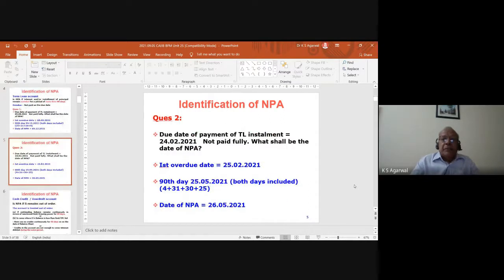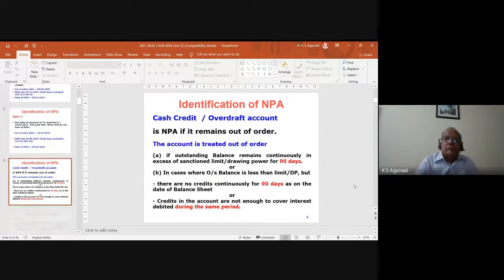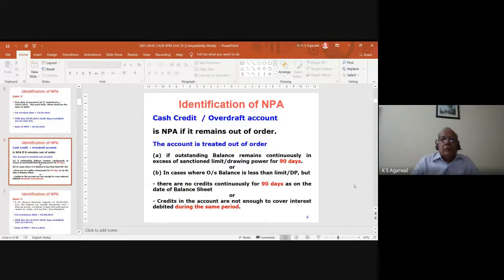Another example has been taken. If the due date is 24th February, then first overdue date is 25th February, 90th day will come to 25th May, and date of NPA will become 26th May 2021. Now this was the case for a term loan account where the amount is disbursed, it is not a running account, and thereafter borrower repays it at monthly, quarterly, half-yearly intervals.